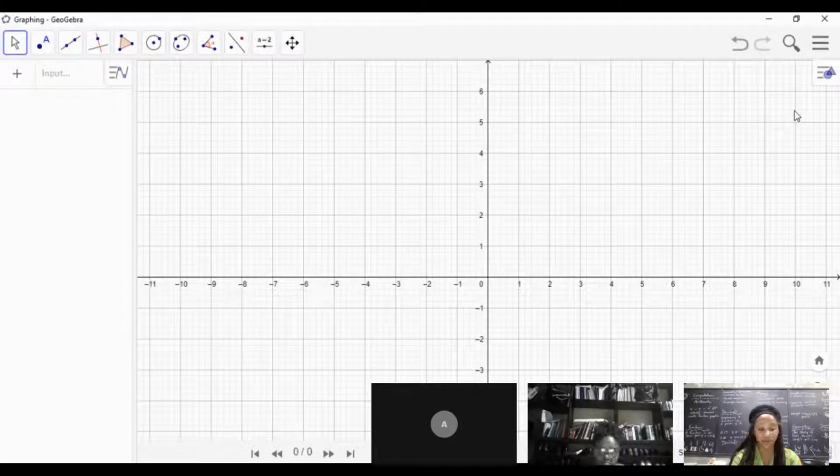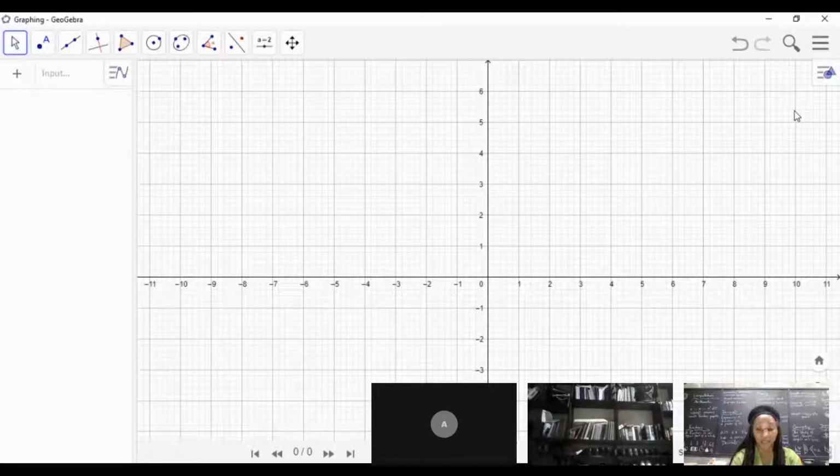Imani, what's going on in the background there? Sorry, miss. The point where the two functions intersect will give you the solution for both equations.